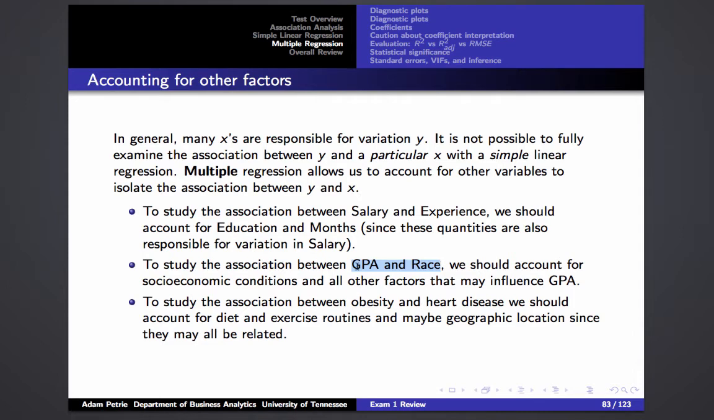We need to account for all the other sources of variation in GPA before we really look at the association between GPA and race. So that means throwing into our regression model information about socioeconomic conditions, involvement of the parents, quality of the curriculum. There's a tremendous amount of different factors that can potentially explain variation in GPA, but we would need to account for all those sources of variation before really honing in on the relationship between GPA and race. But multiple regression allows us to do that.